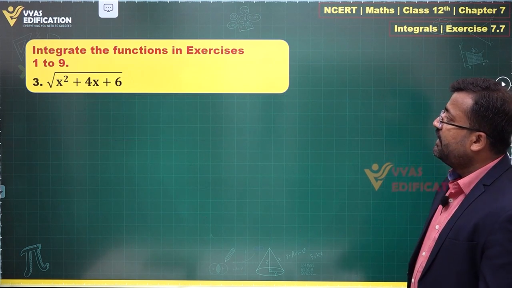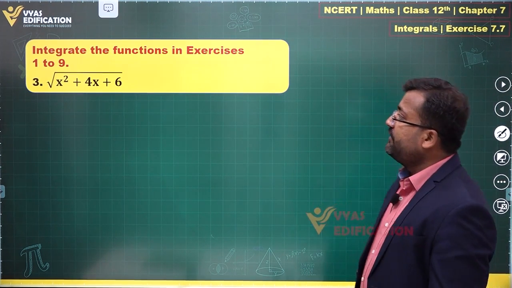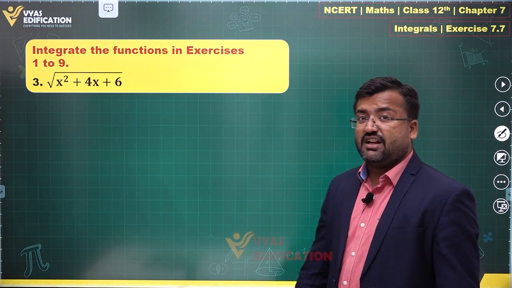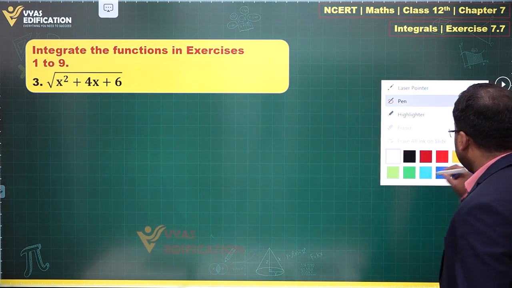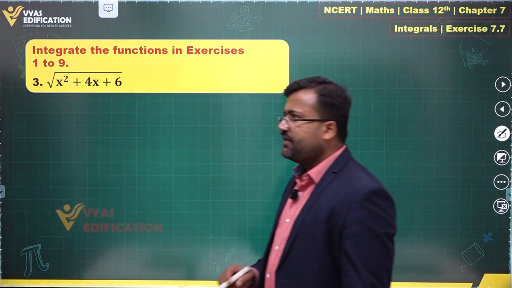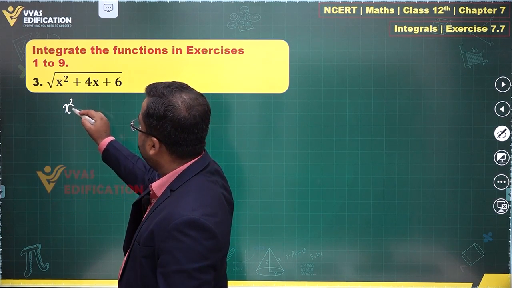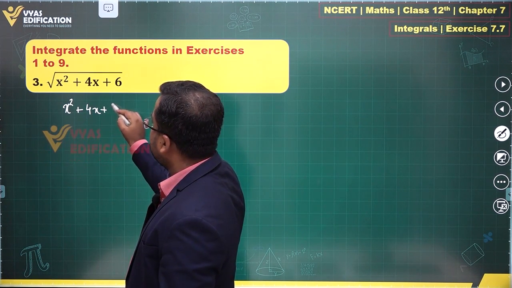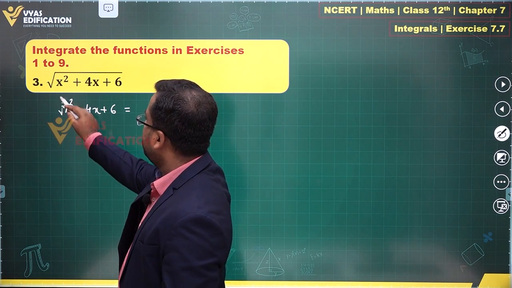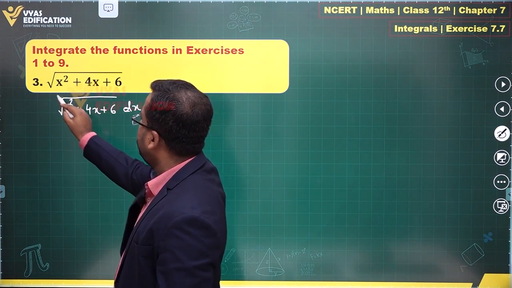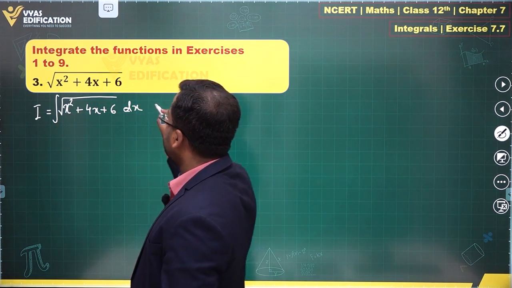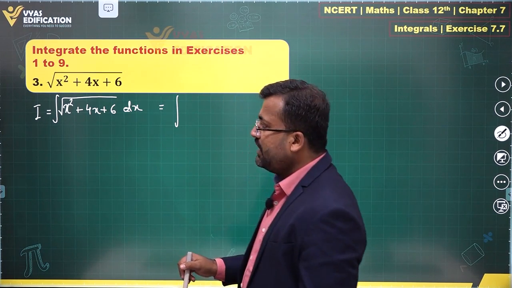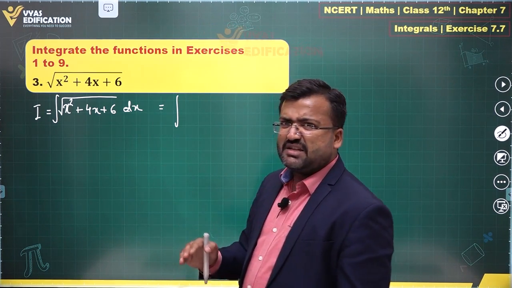In the third question, we have x square plus 4x plus 6 in the under root. Okay. So in the under root, what we'll do is we'll try to create a perfect square first of all. So x square plus 4x plus 6, let's write it in the form of integral I is equal to this, which becomes integral of x square plus 4x can be done as x plus 2 whole square.